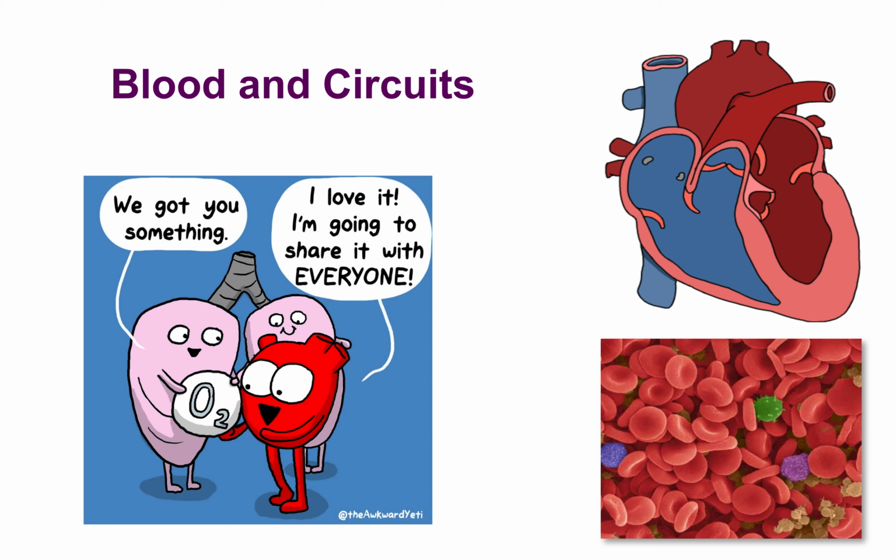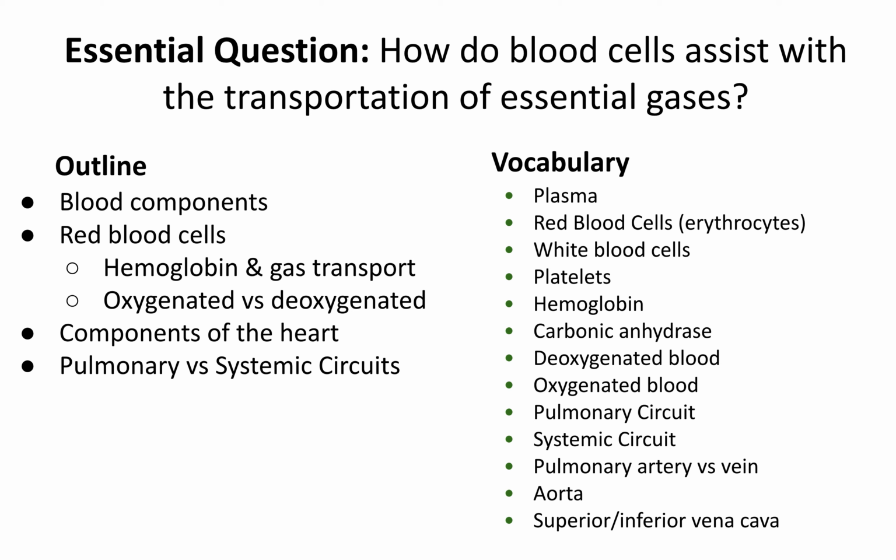Hi everyone. Today we're going to review what blood is, how it contributes to the transportation of gases, and how it flows through the body through the various circuits that make up your cardiovascular system. In the lesson, we'll really have to understand what it is about these red blood cells that allow for the transportation of essential gases like oxygen, or essential gases that you've got to remove like carbon dioxide.